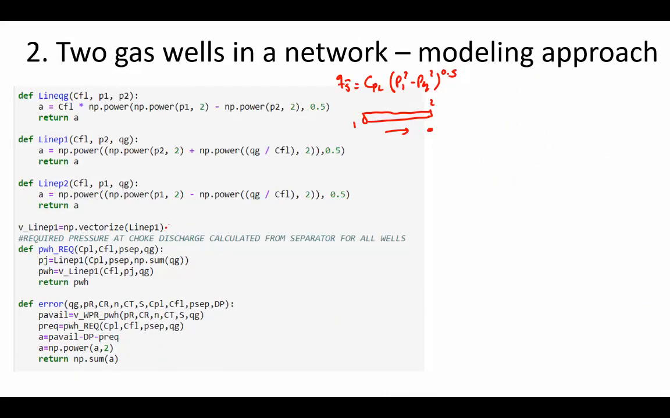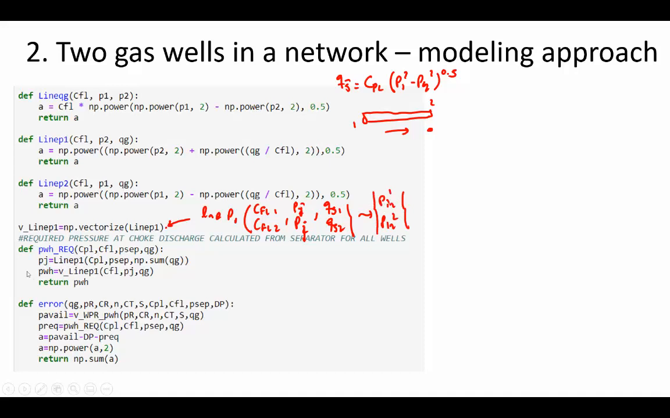I'm vectorizing it such that it is able to take a vector, line P1. If I use CFL1, CFL2, which will be the flow line for each well, P2 in this case will be just P of the junction. I have one value, and then you have QG1 and QG2. And this will give you two pressures, the inlet pressure of well 1 and the inlet pressure of well 2.